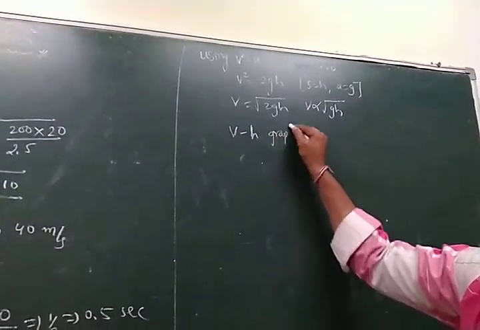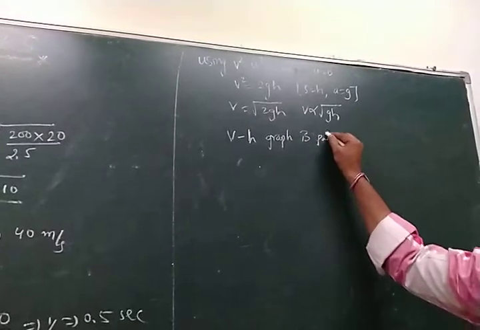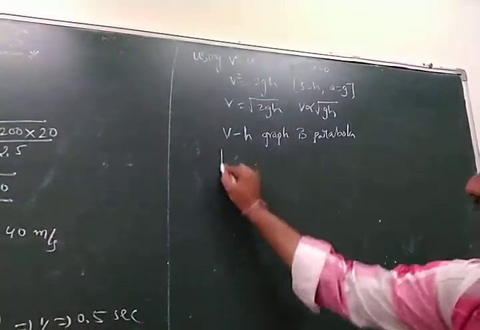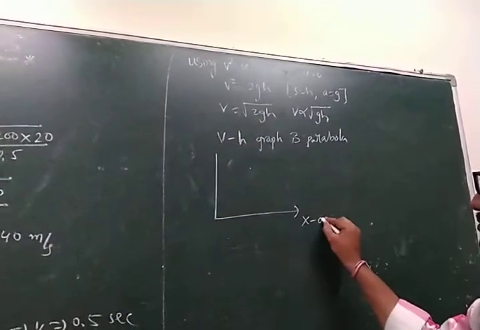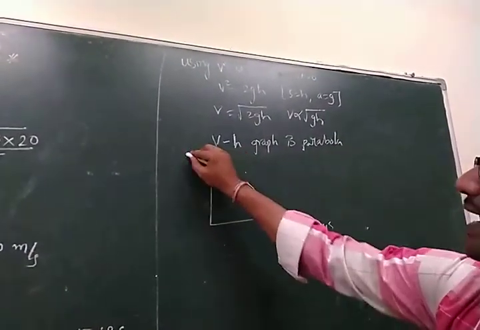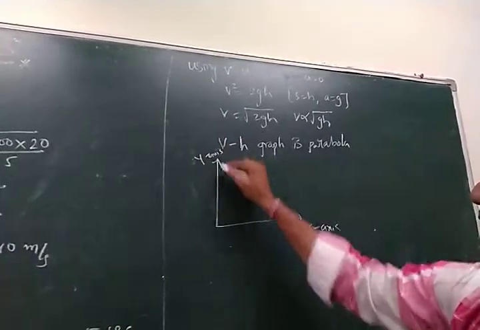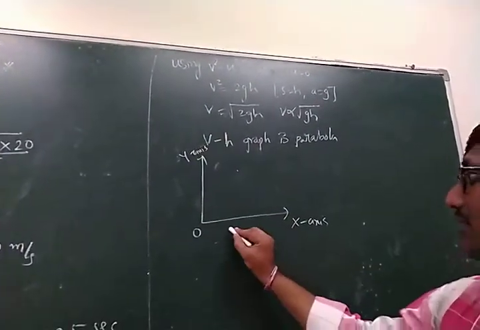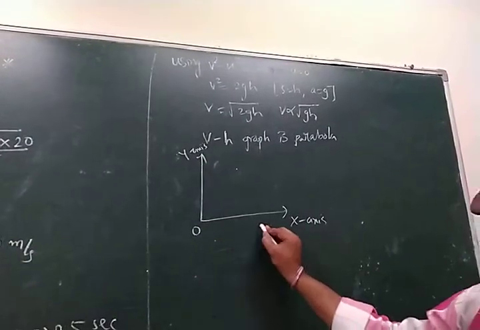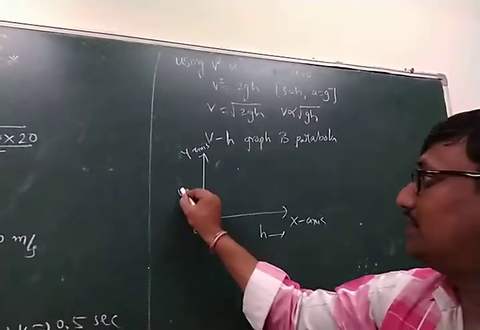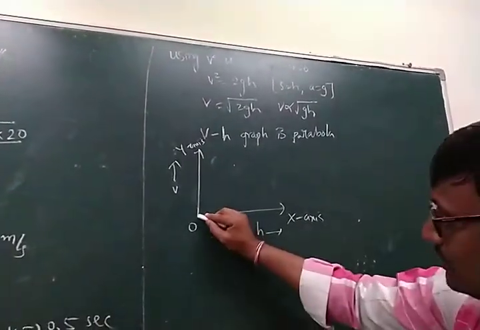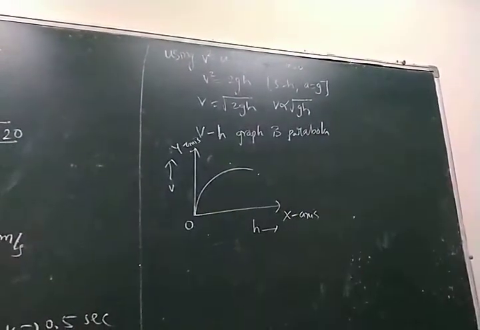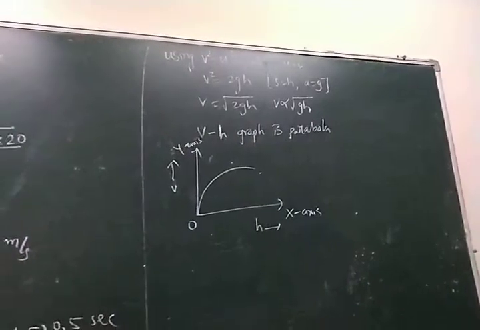The graph is a parabola. That means it has an x-axis, a y-axis, and the origin. Now the height is taken along the x-axis, and the velocity is taken along the y-axis. Now the graph is represented here. This is a parabola. So, next.